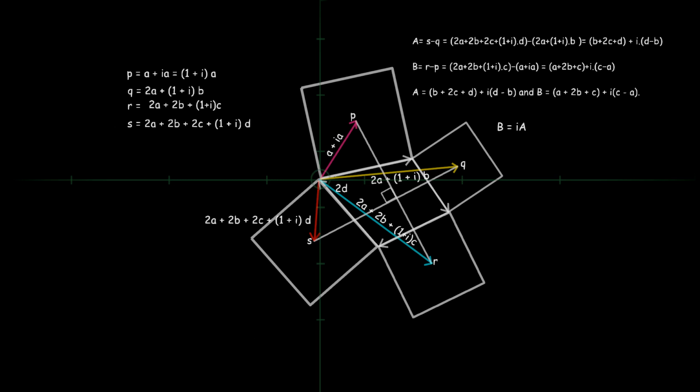To finish the proof, note that this is the same thing as a plus ib equals 0, the verification of which is a routine calculation.